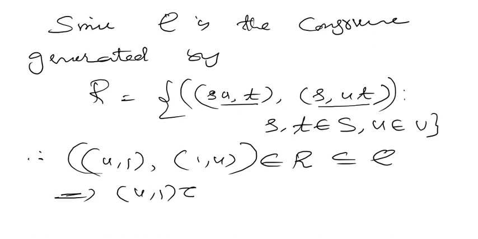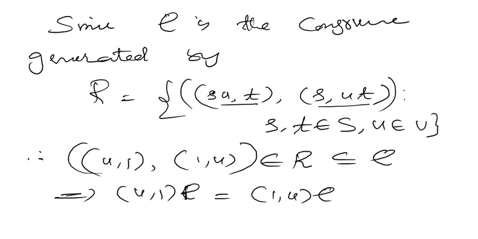The rho class of U1 is the same as the rho class of 1U. Okay, because they are rho related. But what's this rho class? We have denoted those rho classes of the elements by the tensor product. So rho class of U1 means U tensor 1, and rho class of 1U means 1 tensor U.